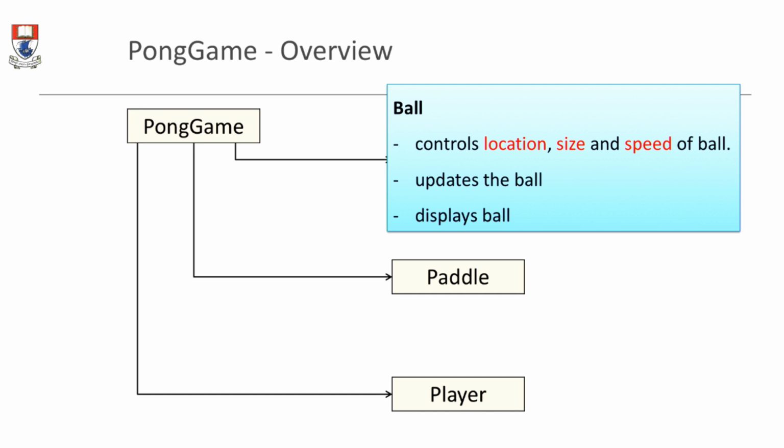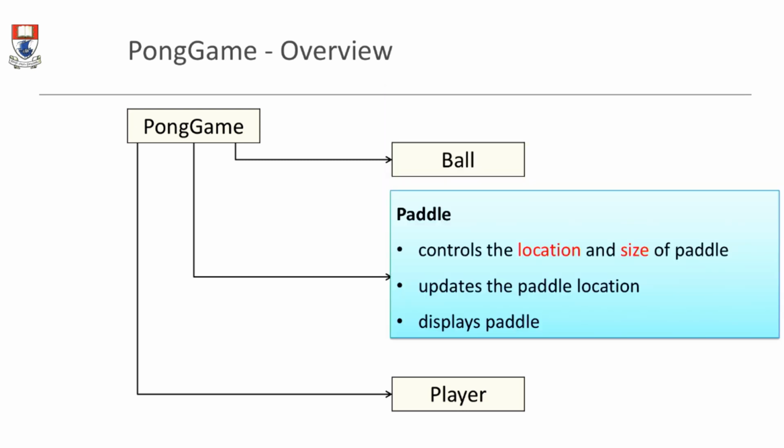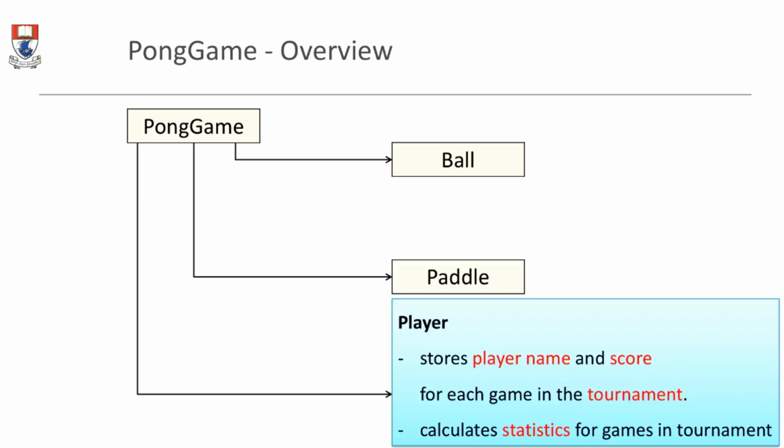The ball class is focused on just the elements to do with the ball. It controls the location, size and speed of the ball, then it updates the ball position and displays the ball. Likewise for the paddle, we control the location and size of the paddle in the paddle class. It updates the paddle location and displays the paddle. We also have a player class, which stores the player name and their score for each game in the tournament. It calculates the statistics for games in the tournament for that player.